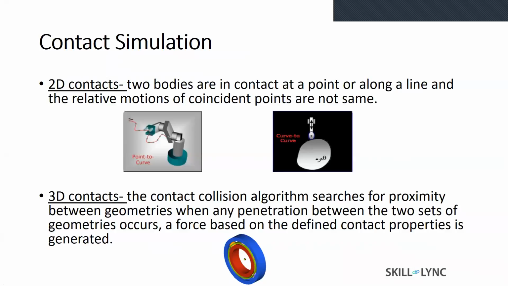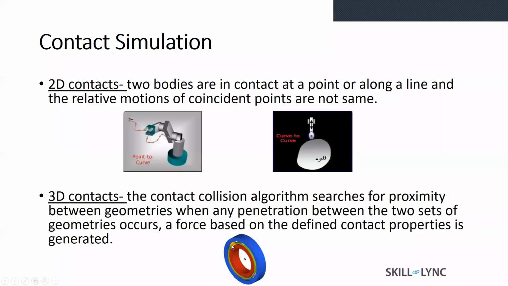Okay. And moving on to the 3D contacts, which are more complex and computationally heavy compared to the 2D contacts. There is an algorithm here called the contact collision algorithm, which will search for the proximity between the interacting parts, and then when there is a penetration, a force based on that penetration will be generated. It will also depend upon the contact properties that you define in the software. So depending on that, a force will be generated, and you can get the forces that will be generated because of these contacts.